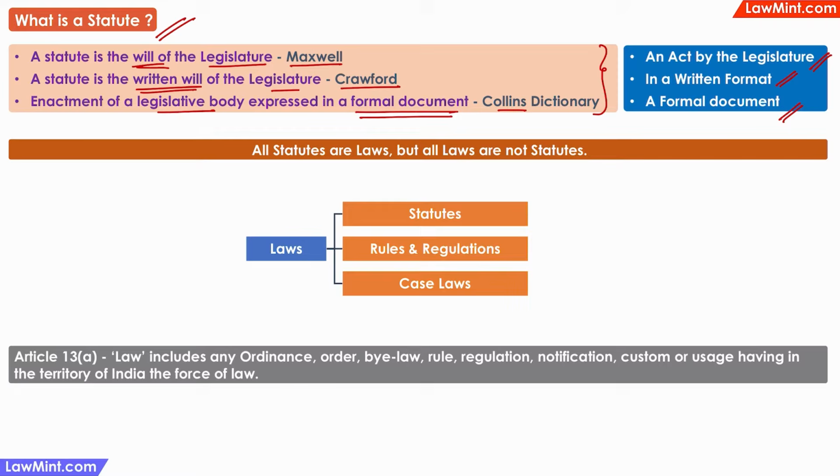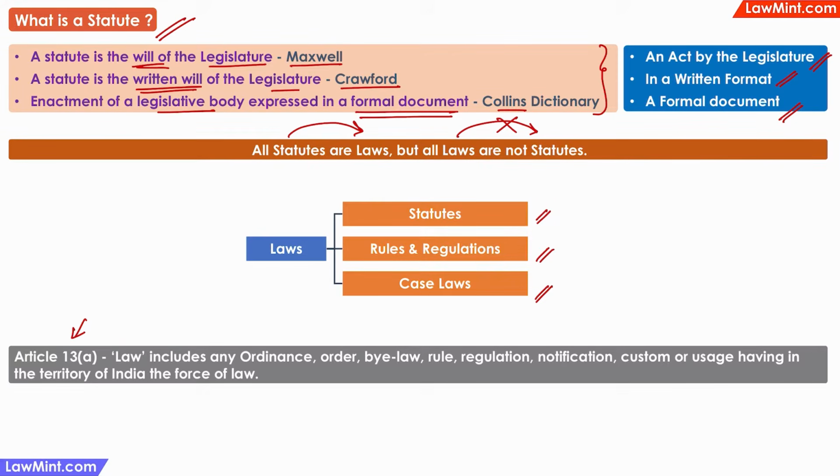Though these two terms, statutes and laws, are often used interchangeably, they are not the same thing. Because all statutes are laws, but all laws are not statutes. The term law has a wider scope. It includes statutes, which are the formal written laws created by the legislature. It also includes rules and regulations, which may be based on the powers or the rights given by the statutes. And it also includes case laws, which are the judicial interpretation of the statutes.